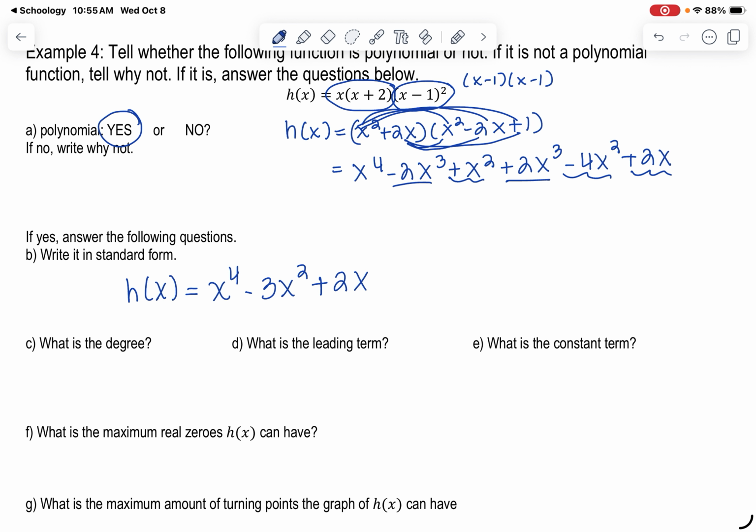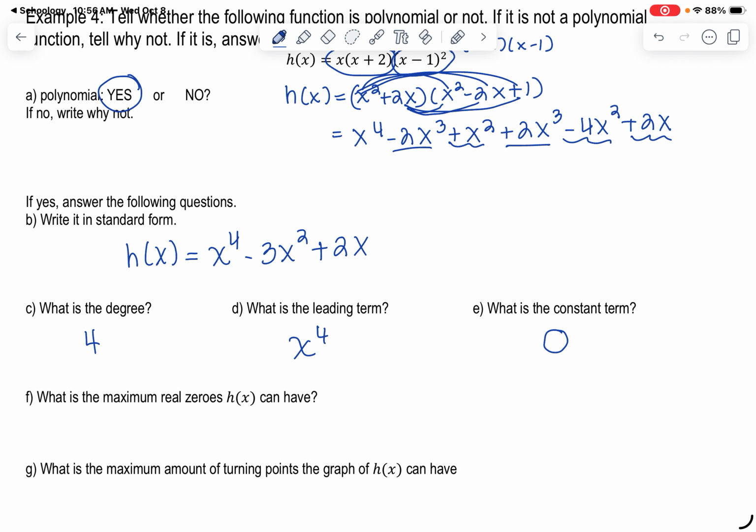So the degree on this, the highest exponent, is 4. What's the leading term? x to the 4th. What's the constant term? There, 0, right? And I wouldn't put that there, it's just not written down, it's 0. Maximum amount of real zeros is the same as degree, 4, and then turning points is 1 minus that, so 3. Okay?